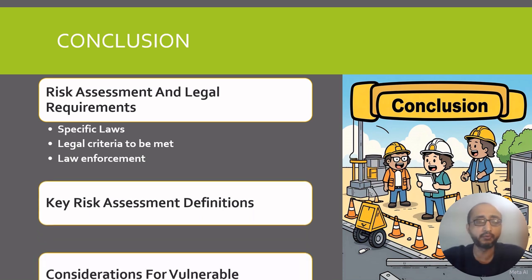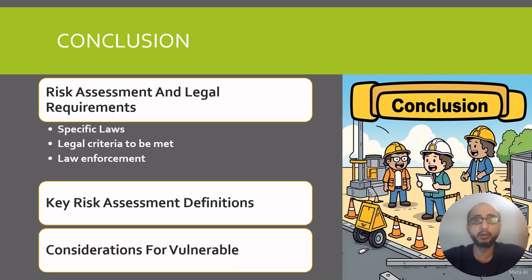Then we looked into law enforcement, how the law works. Then we defined some key terminologies which are very critical in the risk assessment process. Then we looked into the special considerations that we have to take for vulnerable people like young people, expectant mothers, and special people.